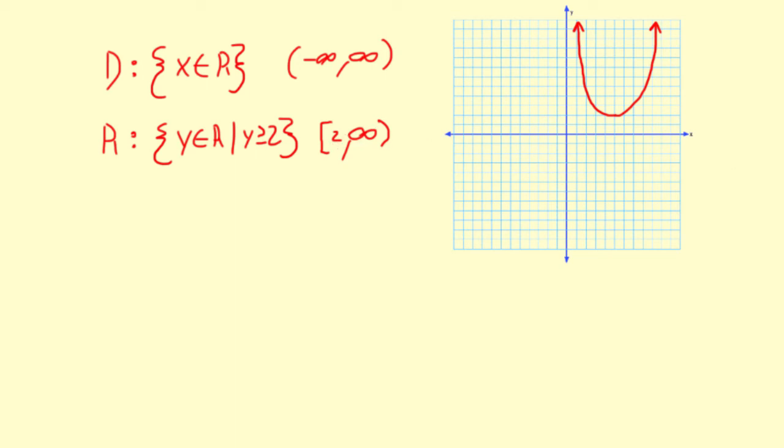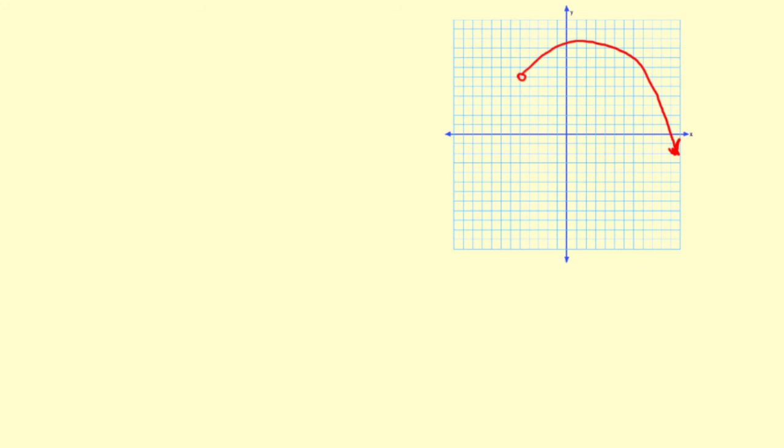Let's look at one more. Okay, this one's a very strange shape. So for the domain, let's see, it looks like the lowest value for x is negative 5, and it keeps going to the right forever. So here's how you would write it in set-builder.